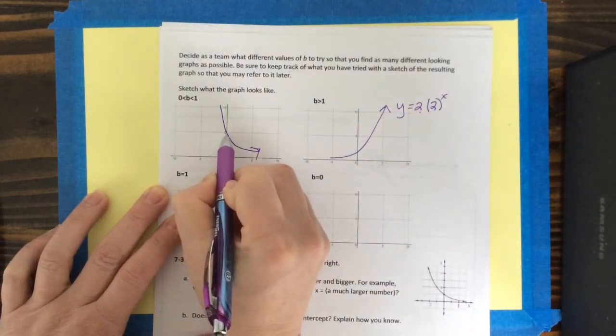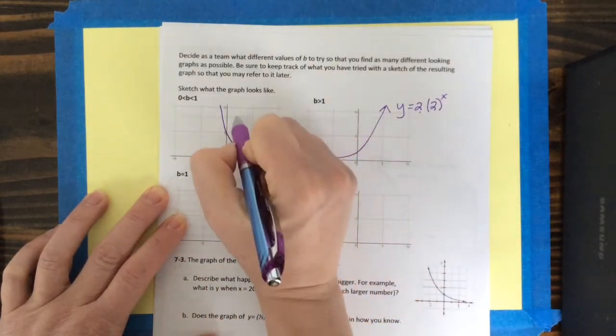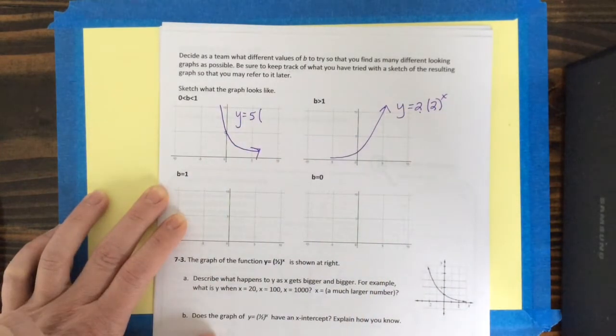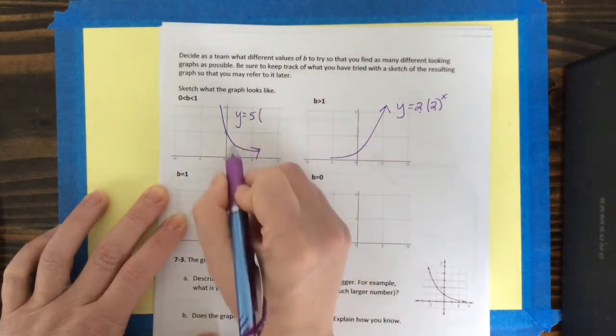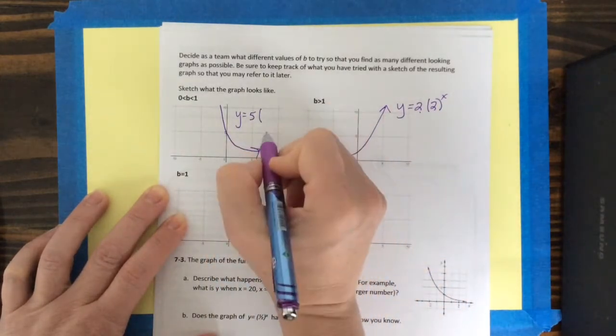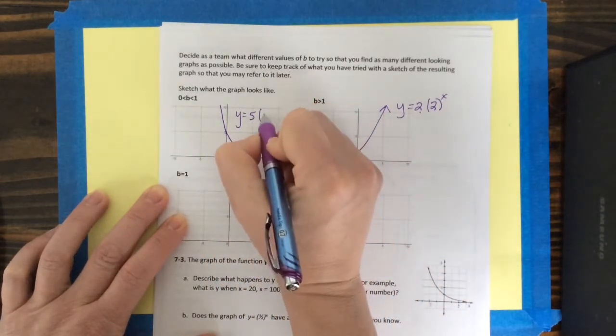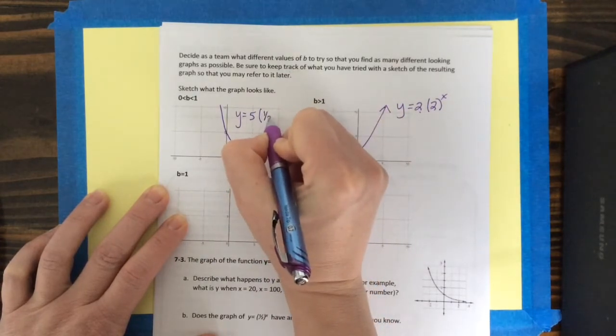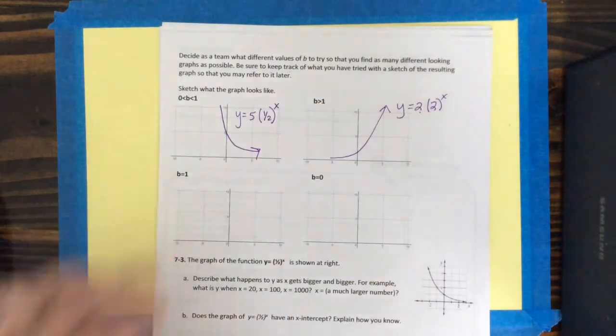And since I went through the 5 right here, I'll say this one is y equals 5. And how much is it decreasing by? I don't know. I'm just guessing because I sketched it in. It's just got to be a number less than 1. I'll say it's about, we'll say 1/2 to the x.